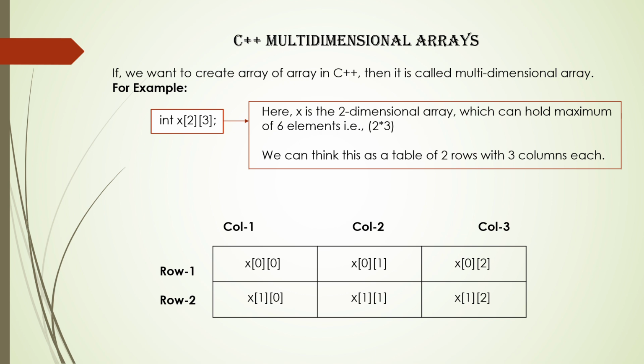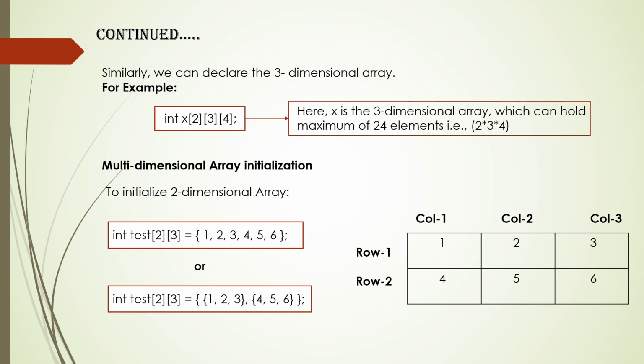Similarly, we can create a 3-dimensional array. In this, you have to give 3 values while declaring the array. See, I have given 3 values, that is 2, 3 and 4. So it can hold a maximum of 24 elements, that is 2 into 3 into 4.